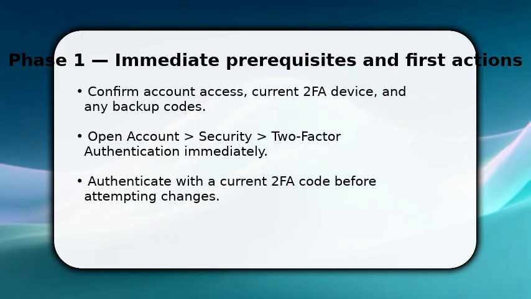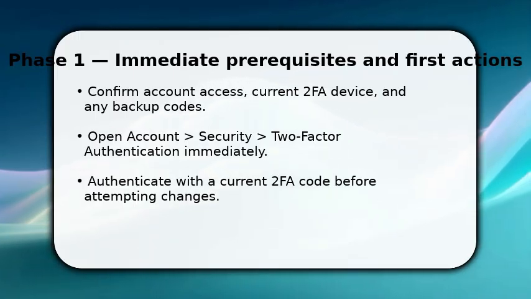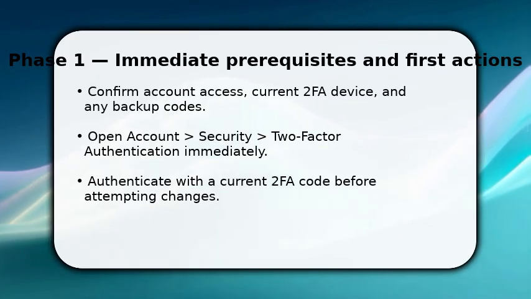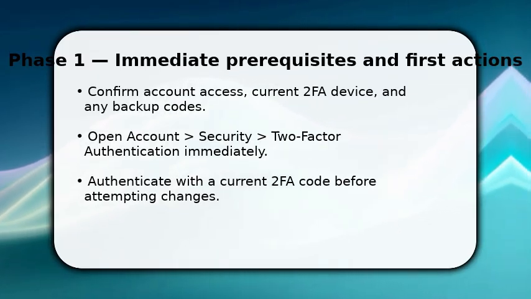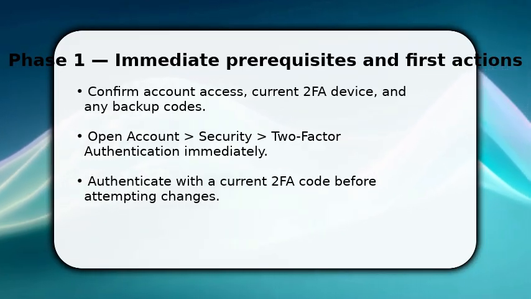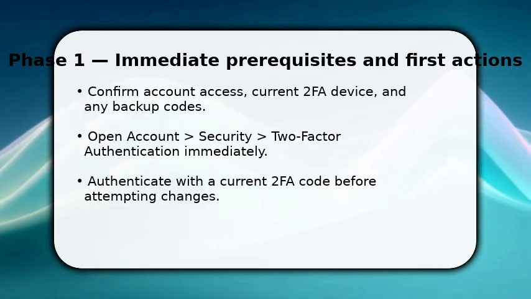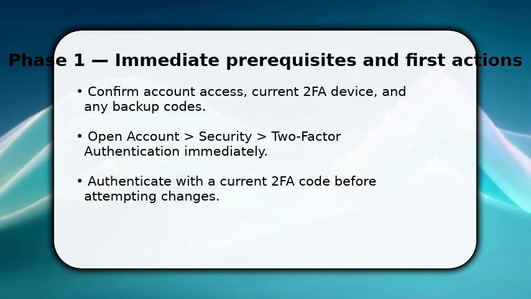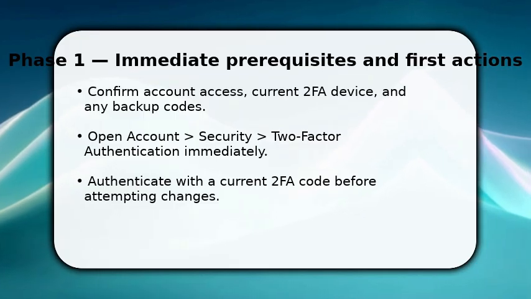You start by confirming prerequisites. You have account access, current 2FA device, and backup codes. Go to the account security settings now, navigate to two-factor authentication or similar. Once there, authenticate with your 2FA code so the system verifies you. Make sure not to close or refresh the page during verification.